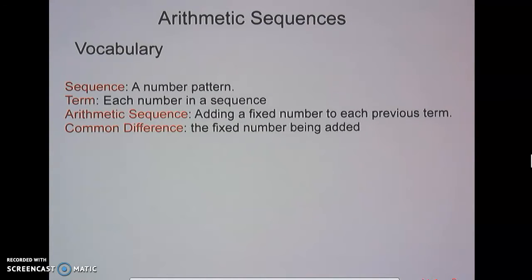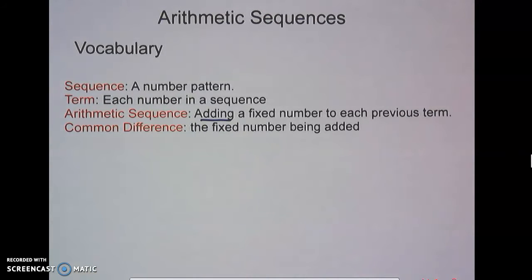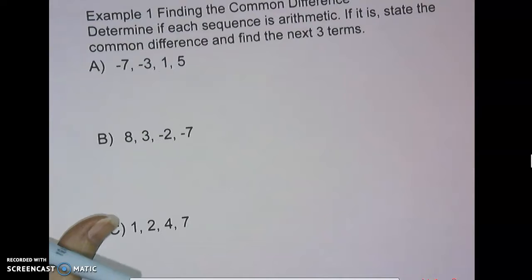The term is each individual number in a sequence. So if you have 1, 7, 13, 1 is a term, 7 is a term, 13 is a term. An arithmetic sequence is where you're adding a fixed number to each previous term. And the common difference is that fixed number that's being added. So using these vocabulary words, we're going to put them to practice in a few different types of examples.